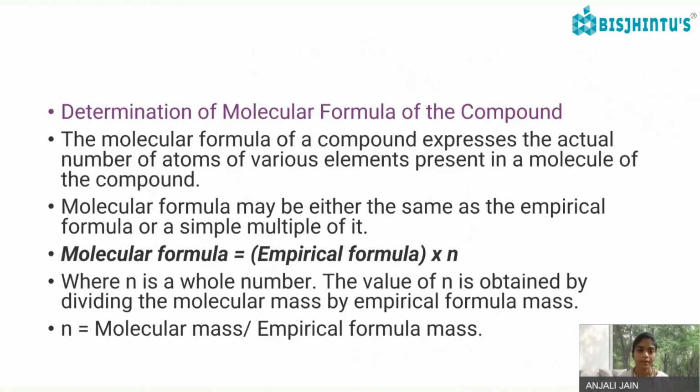Determination of molecular formula for a compound. The molecular formula for a compound expresses the actual number of atoms of various elements present in a molecule. If I'm talking about the molecular formula of ethanol, C2H5OH, then of carbon, 2 atoms are there, of hydrogen, 6 atoms are there, and of oxygen, 1 atom is there in the ethanol system. So this constitutes the molecular formula.